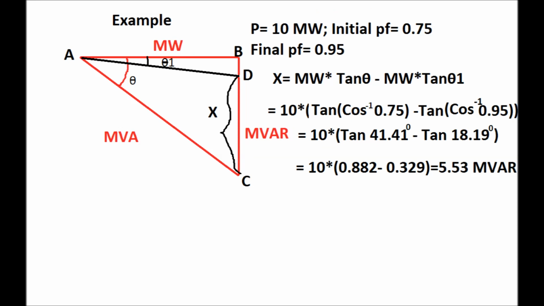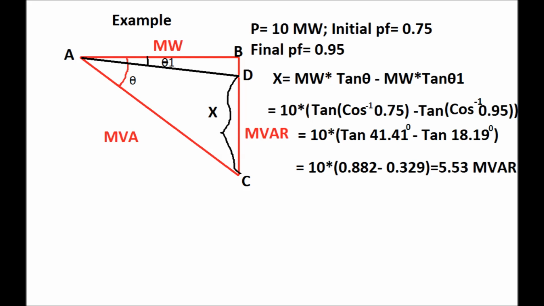Now let us consider an example where the load is taking active power of 10 megawatt, the initial power factor is 0.75, and we want to improve the power factor to 0.95. So what is the capacitor bank size required for the load? Here cos theta is 0.75, cos theta 1 is 0.95, and the value of AB equals 10. So X equals 10 into tan of cos inverse 0.75 minus tan of cos inverse 0.95.